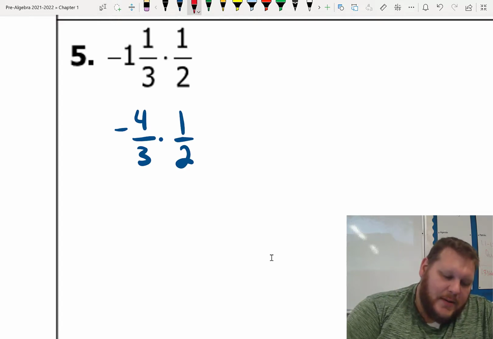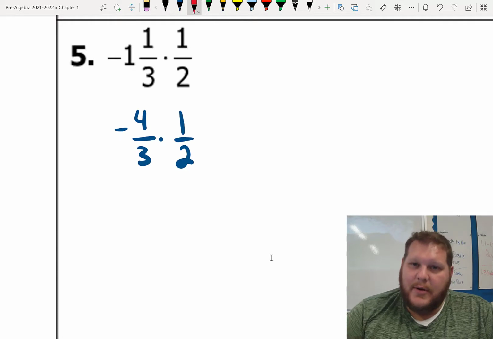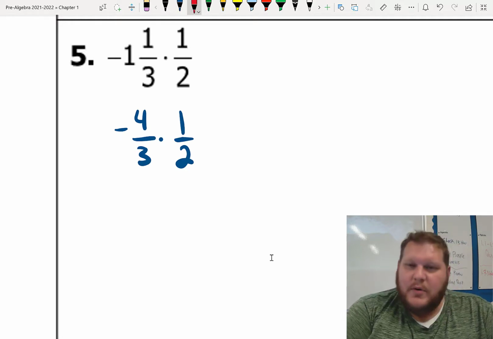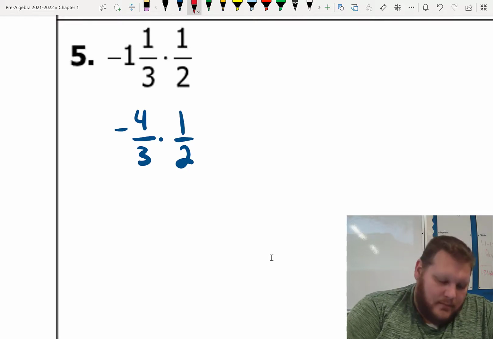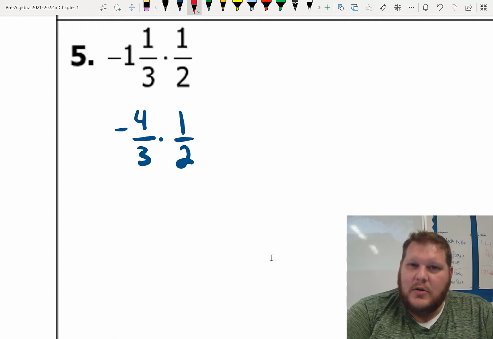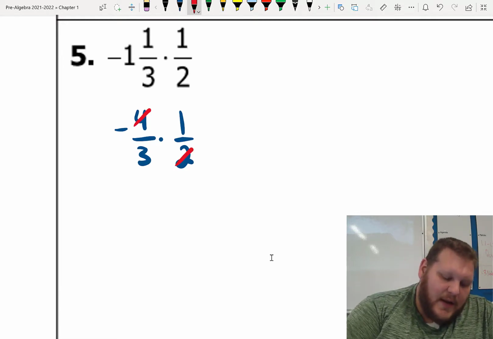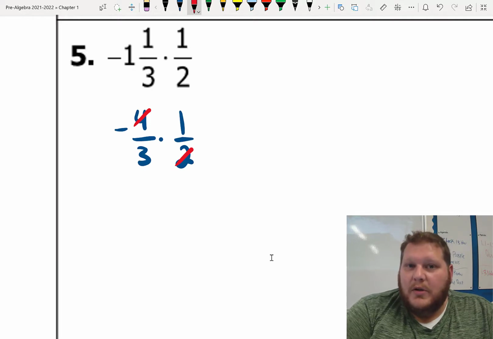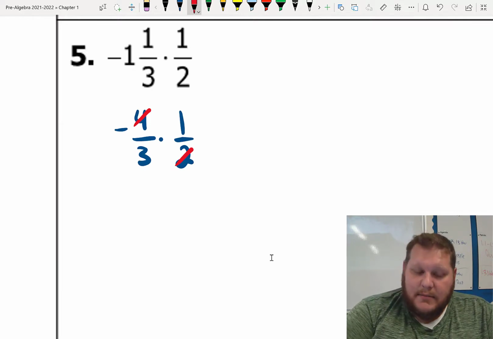So what step 3 is telling us is, since eventually we're going to multiply these across, numerator with numerator, denominator with denominator, if you have numbers that can reduce on both top and bottom, even if they're in separate fractions, you can reduce them. Like here, my 4 and my 2, I recognize both of those are even numbers, so I can reduce both of them before you multiply across. That's going to make your life easier when you reduce at the end.